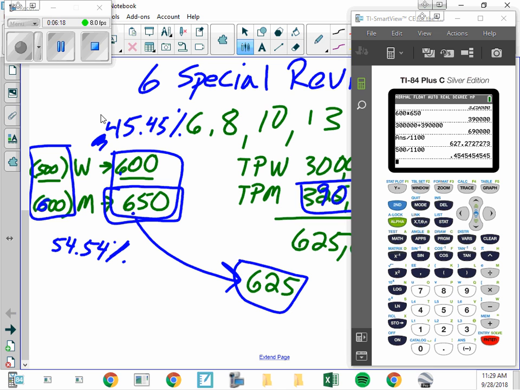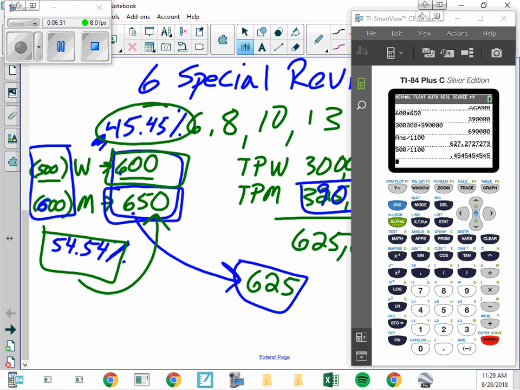Okay? One thing you can do is, you know that 45% of the average is 600. We also know that 54% of the average is 650. So I'm just going to take 0.4545 times 600, and that gives me a score of 227. And then 0.5454 times 650, and then I just add those two together.